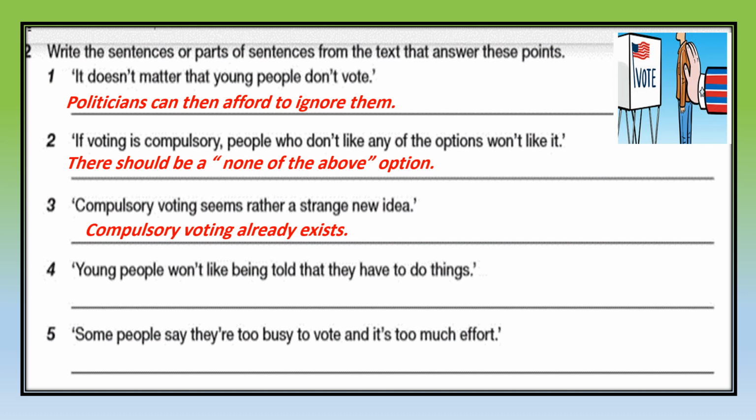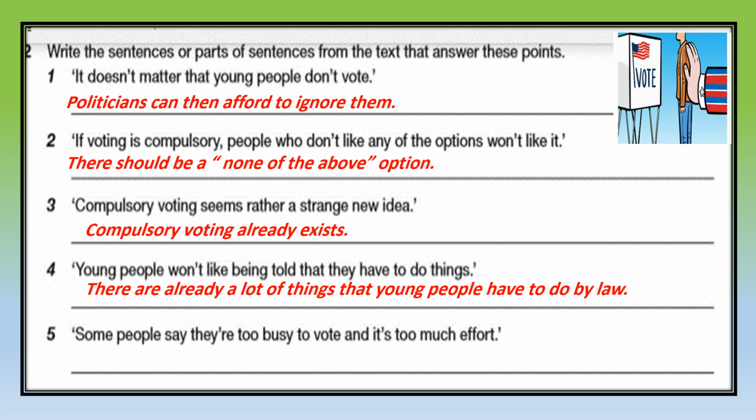Number 4. Young people won't like being told that they have to do things. الشباب لا يحبون أن يقال لهم ماذا عليهم أن يفعلوا. There are already a lot of things that young people have to do by law. هنالك الكثير من الأمور التي يتوجب على الشباب القيام بها بالقانون.